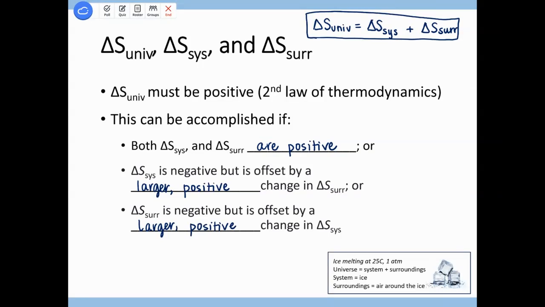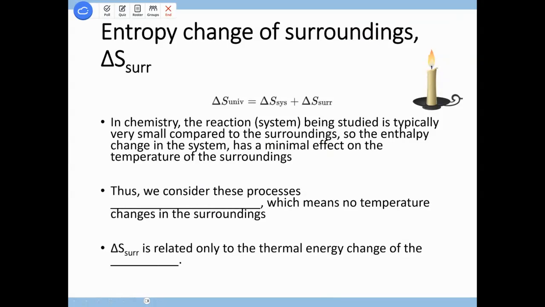Key is that delta S of the universe should always be positive. If you calculate a negative delta S of the universe, you may have had an error in your calculation. Now we know how to calculate delta S of the system. To calculate delta S of surroundings, well, we'll talk about that on this slide. And then if we can calculate both, we can calculate delta S of the universe. So I'm just going to write, we know how to calculate this.